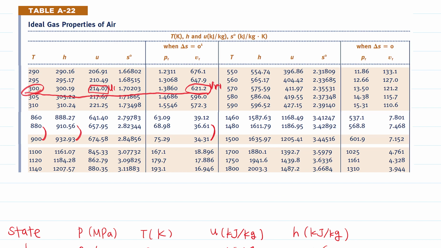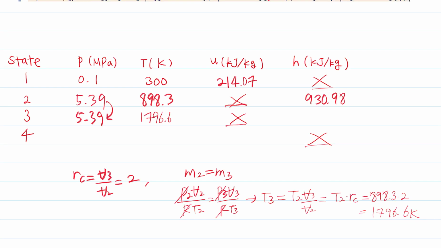The temperature 1796.6 is between these two. Do the interpolations to determine the enthalpy at state 3.